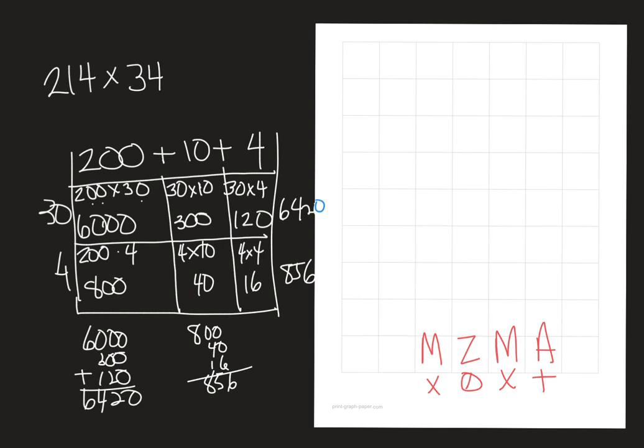Okay, so now let's go ahead and do the standard algorithm. And remember, whenever you have numbers, 3 digits, 2 digits, 1 digit, whatever number has the greatest number of digits needs to go on top. So in this case, 214 has 3, and 34 has 2, so the 214 will need to be at the top, multiplied times the 34. Okay, so I'm going to go ahead and highlight what we're going to start off with.